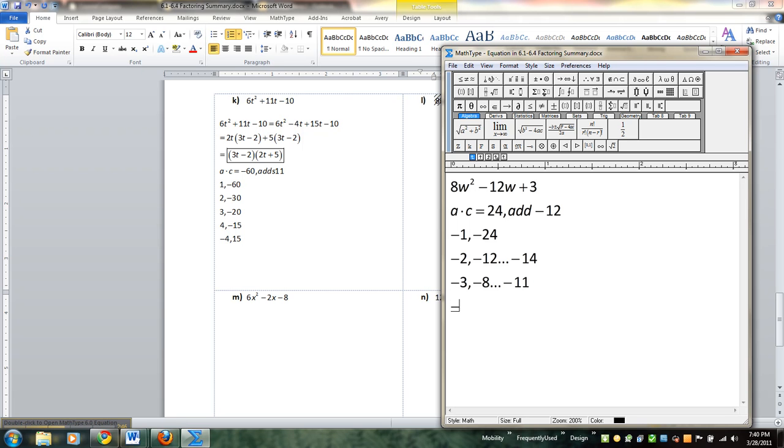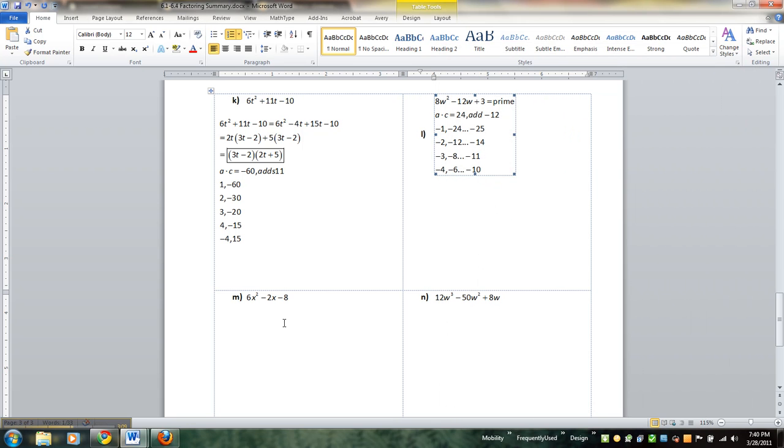Uh-oh. Negative 4 and negative 6, when you add those, they make negative 10. And we're out of numbers. So this one adds up to negative 25, negative 14, negative 11, negative 10. None of them make what we need. So this one is prime. Sorry to say. None of the combos were going to work.